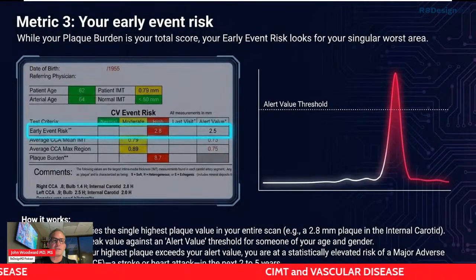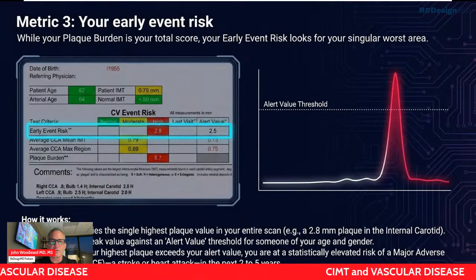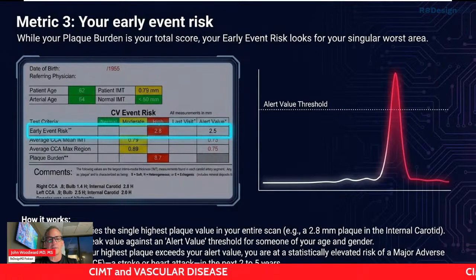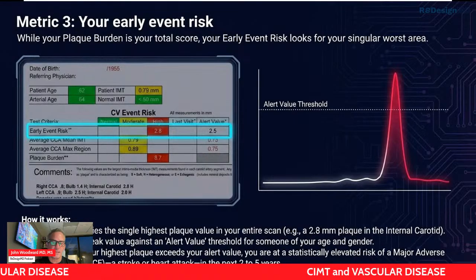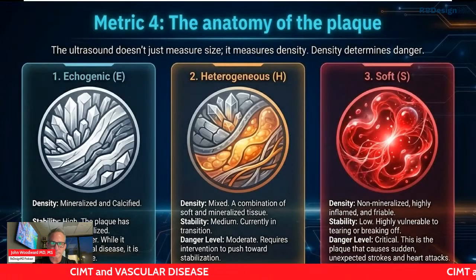So this is the early event risk. Like I said, it's looking at one point in all of the measurements that's the highest point. And if that point is greater than the alert value of 2.5, yours is 2.8 here, we're going to say there's an increased risk of early events. Early events, what does that mean? Acute coronary syndromes, which includes heart attacks or strokes, quite frankly.